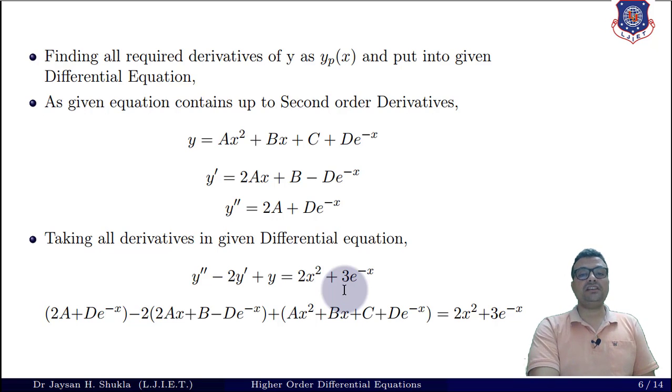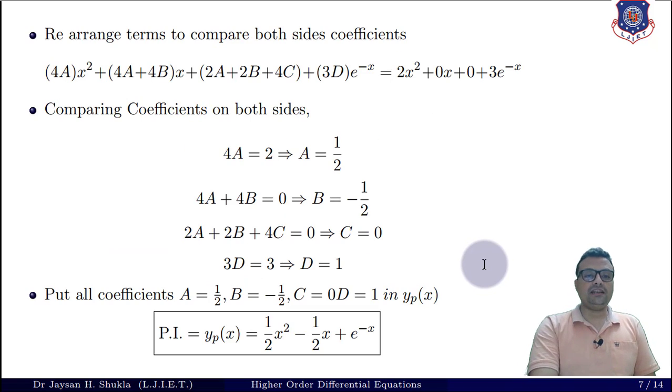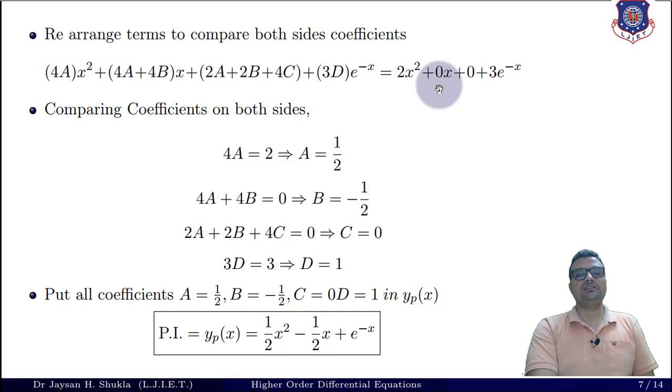After finding all possible derivatives, considering this into the equation, y double dash minus 2y dash plus y equal to 2x square plus 3e raised to minus x, will give me this combination particularly. Now, separating all coefficients of x square, x, constant term, and e raised to minus x will give me 1, 2, 3, and 4 equations.